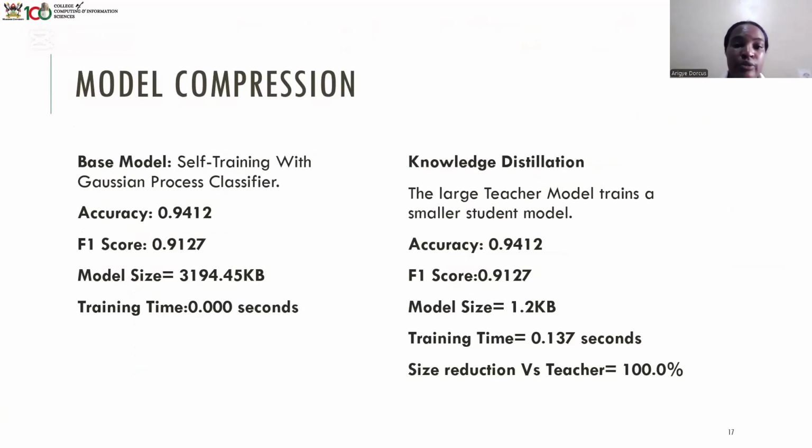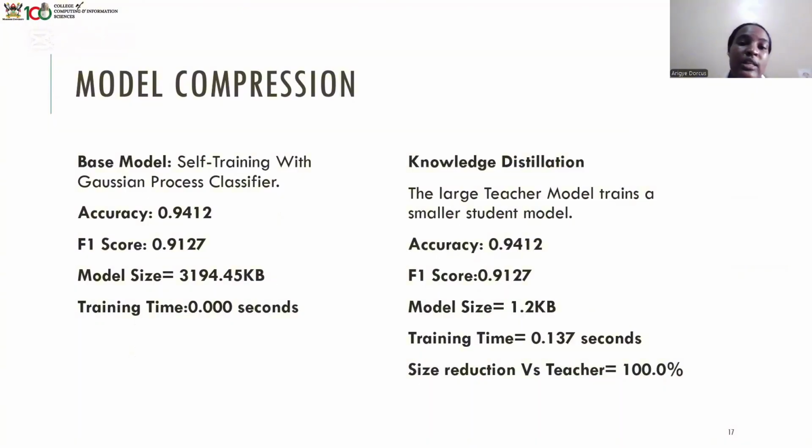Model compression. Since the target deployment environments include resource-constrained clinics, we implemented model compression techniques to reduce the computational requirements. The original model was approximately 3.2 megabytes. Knowledge distillation, where a smaller student model learns from a larger teacher model, reduced the model size to approximately 1.2 kilobytes, while maintaining the same accuracy and F1 score.